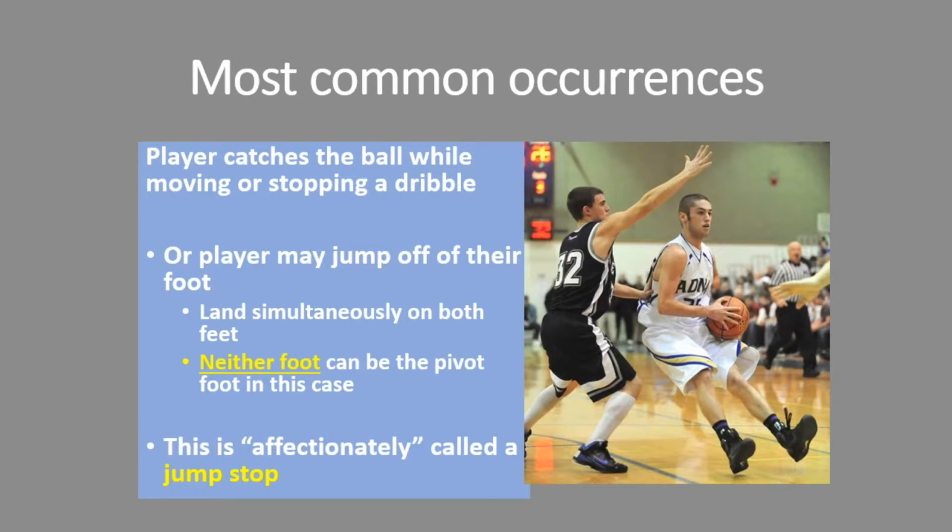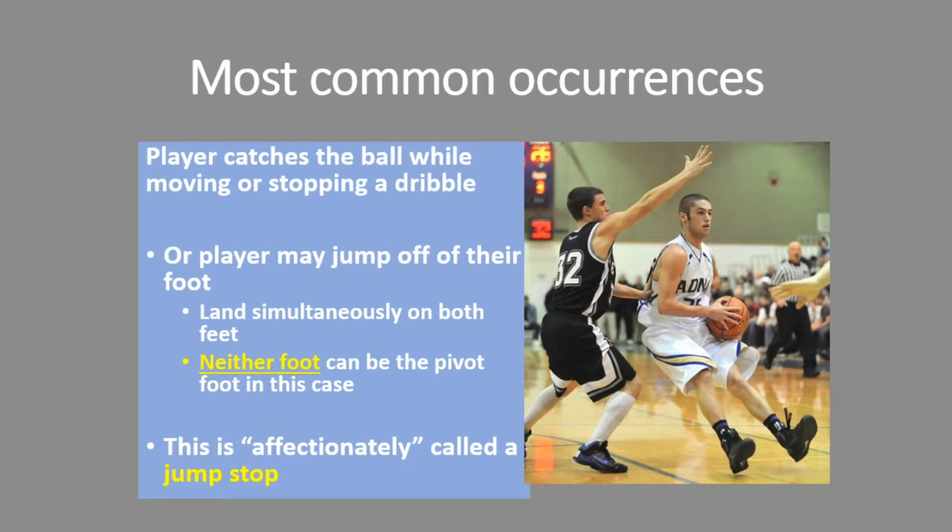Now let's show an example of a jump stop after a player has stopped their dribble. Let's break this down. If a player catches the ball while dribbling and moving, and they have one foot on the floor, this is a little different part of the rule. That player may jump off that foot and land simultaneously on both feet, and then neither foot in this case is considered the pivot foot.